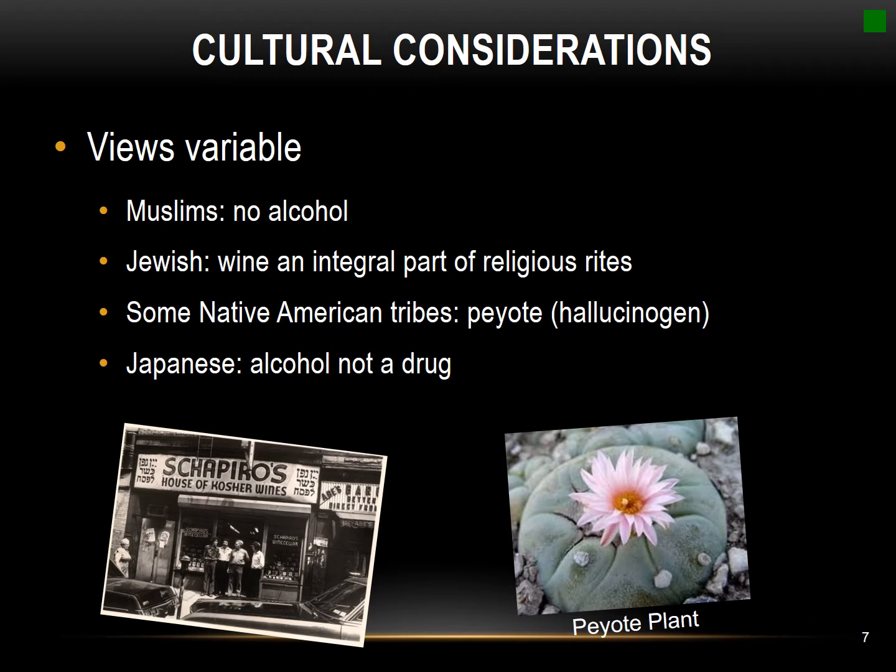Let's look at cultural considerations. Cultures and religions view alcohol and drugs differently. For instance, kosher wines are an important part of religious rituals at the Jewish holidays. Muslims are not allowed to have any alcohol at all. Native Americans may use peyote in religious ceremonies. Native Americans also have one of the highest rates of alcohol dependency. Alcohol is in fact a component in the 5 leading causes of death for Native Americans.